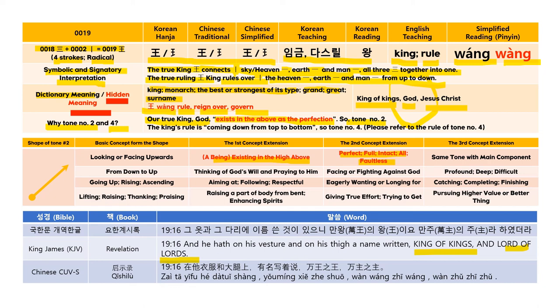Tone number 4. Yeah. The king's rule is coming down from top to bottom. So tone number 4. Okay. The king's rule is coming down from top to bottom. So when this character is used to mean to rule, reign over, or to govern, it is tone number four.